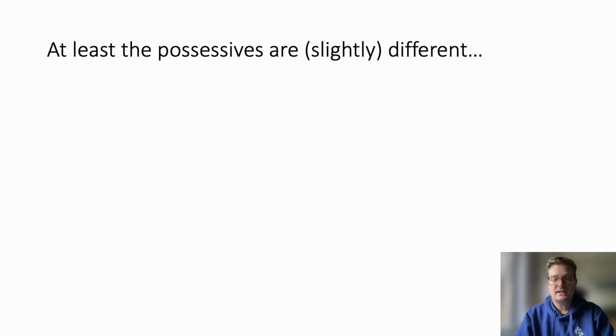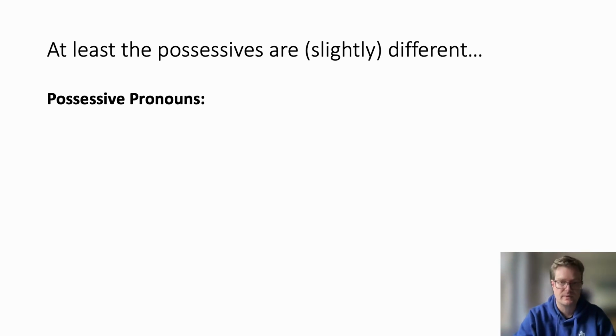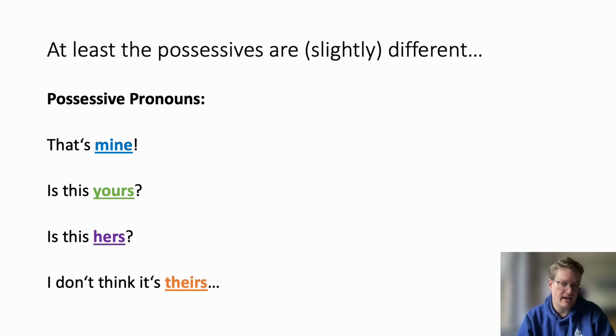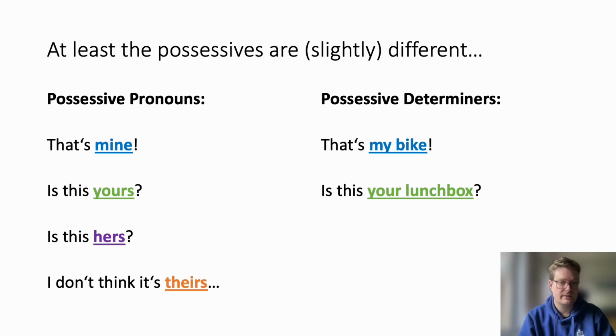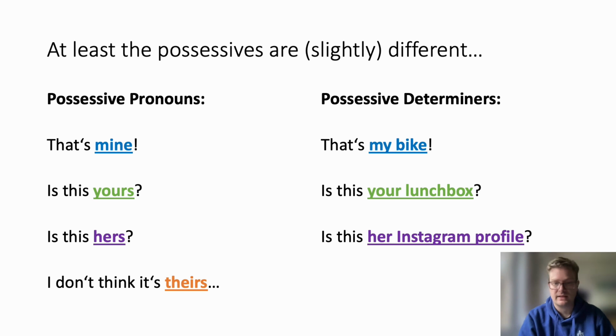Alrighty. The possessives, I showed you those before. There's actually a slight difference between the possessive determiners as opposed to the possessive pronouns. So just quickly look at some examples. If I said, that's mine, is this yours? Is this hers? I don't think it's theirs. Those forms are slightly different to if it's a determiner. That's my bike. So mine and my are actually different. Is that your lunchbox? There's no S there. Is this her Instagram profile? See, again, there's no S there. I don't think it's their house. And that's about all there is to it.